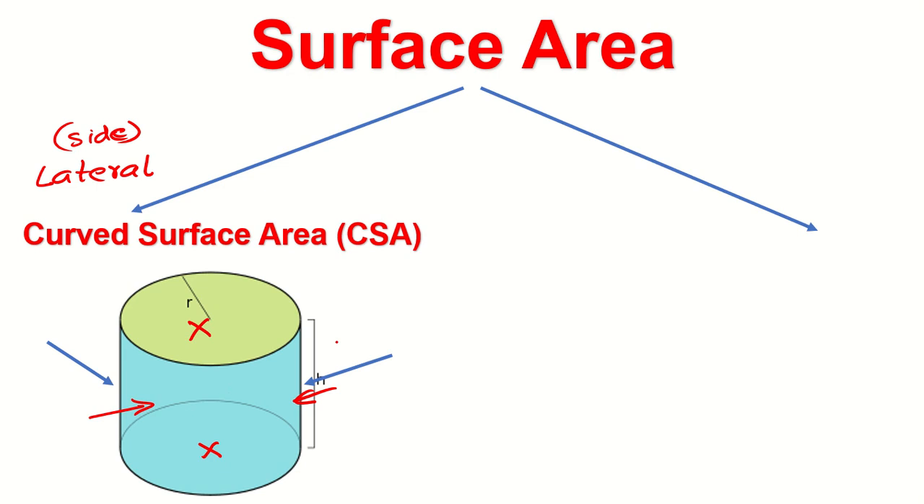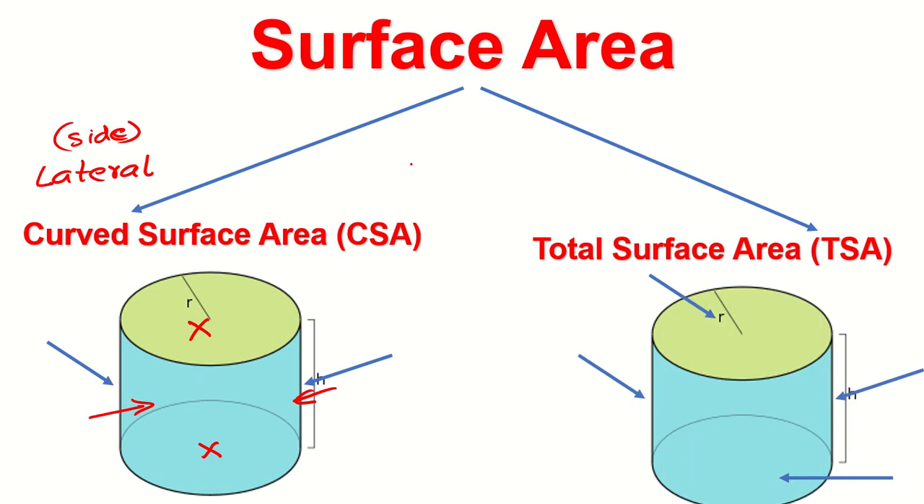So what is the formula for this? The formula is circumference of the base times height. We'll see it later on, but I am just telling you how many types of areas we have in the cylinder. The first one is lateral surface area or curved surface area.